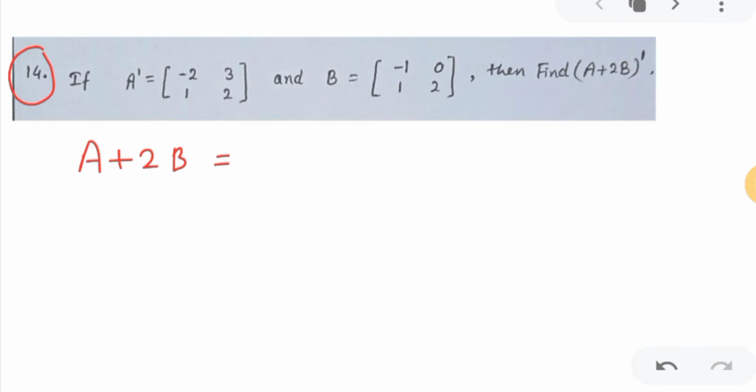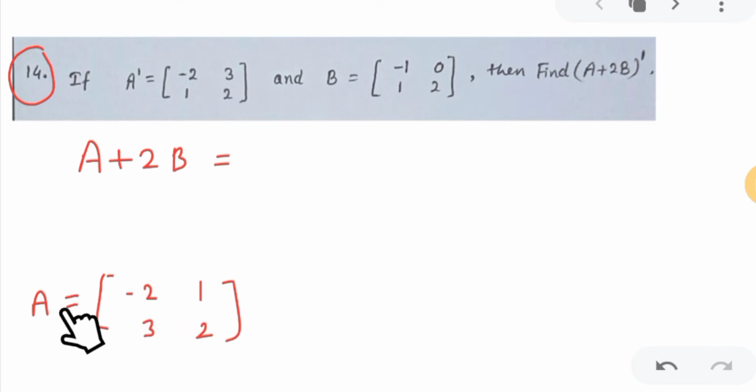A transpose is given, correct? A transpose is given as [-2, 3; 1, 2]. So we can find A easily, correct? A I can write as [-2, 1; 3, 2], correct? Row and column will exchange. First column will become first row and second column will become second row, correct?